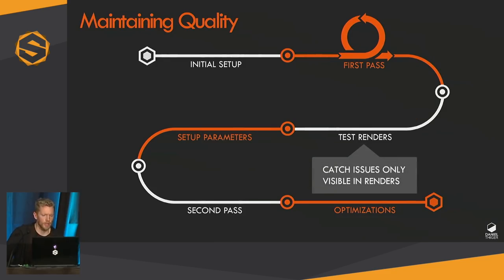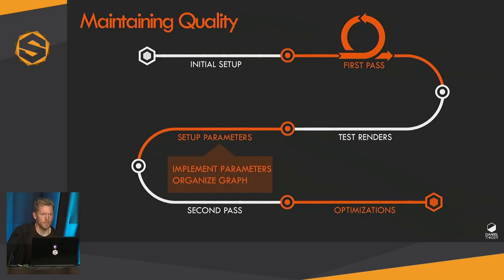I have this test render pass. If you work in a game studio, you test it in the game, and you can check for scale issues. For me, I was rendering everything in Marmoset, so some issues you can't really see in Substance, but you can see them clearly when you try to render your stuff. And obviously this project had a lot of focus on the parameters. I have this whole phase where I set everything up and organize my graph and make sure everything works.